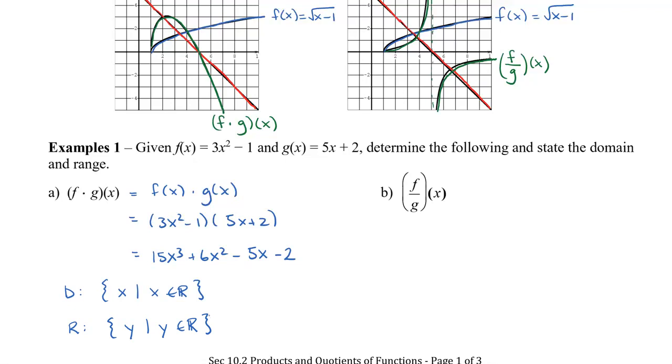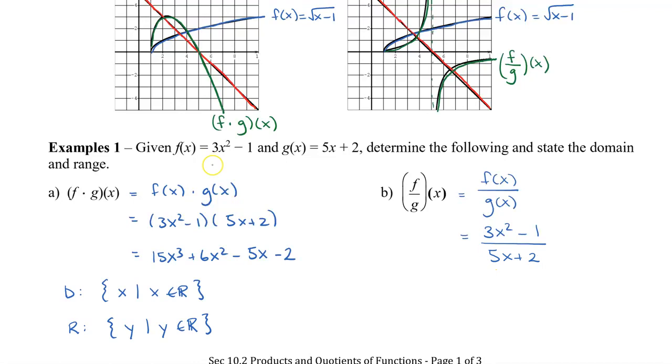If it were an even power, you'd have to find the lowest value because the graph would either be pointing up, or if it was an even power where the graph points down, we would have to find the maximum value. Now the division one is a little bit tricky here in terms of finding domain and range, but let's find our function first. So we have f of x divided by g of x, and that gives us 3x squared minus 1 over 5x plus 2.